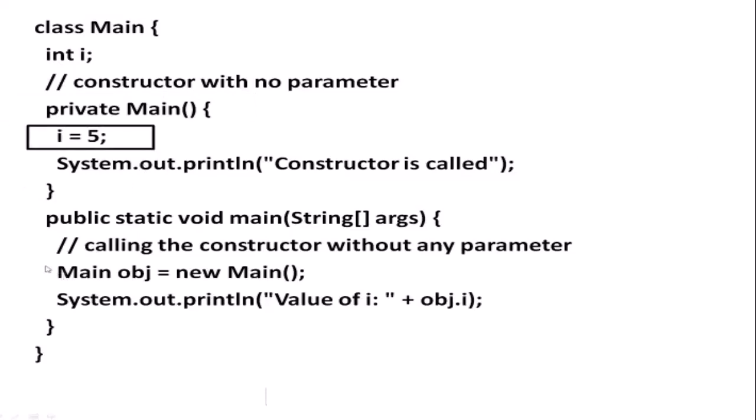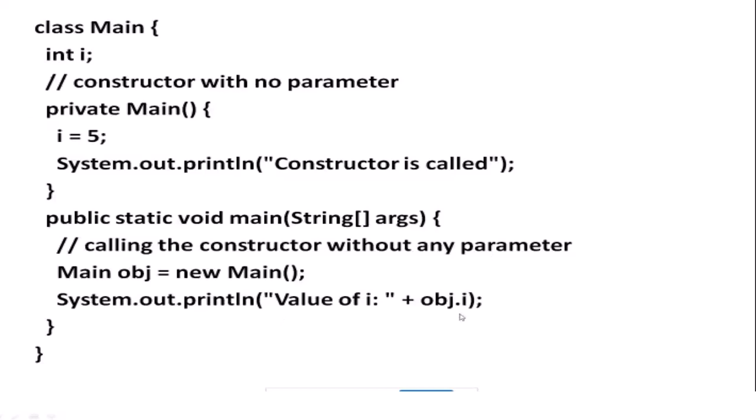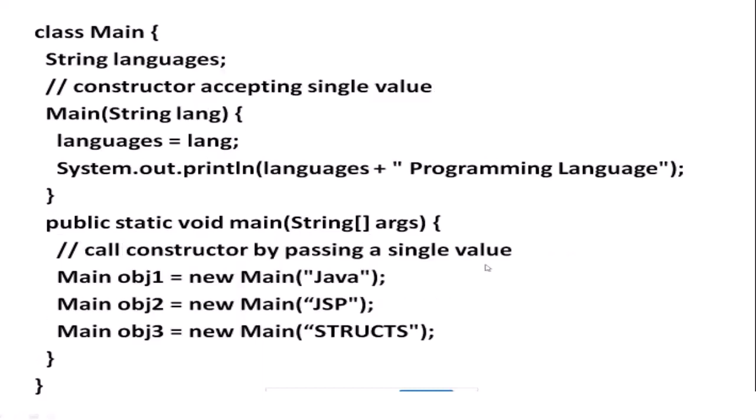Now you need to create an object to access this particular function, and you are going to create a Main. Finally you can access the value of i equal to 5 by passing object.i. That value will be printed by using System.out.println. Next program, we are using a constructor with arguments. The constructor with arguments is said to be a parameterized constructor.